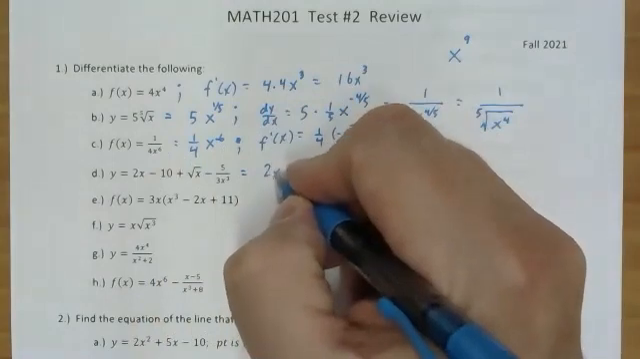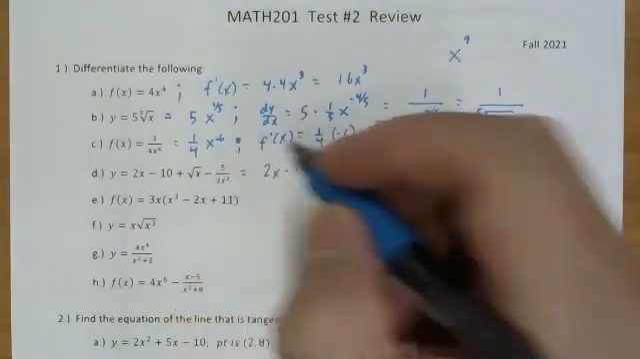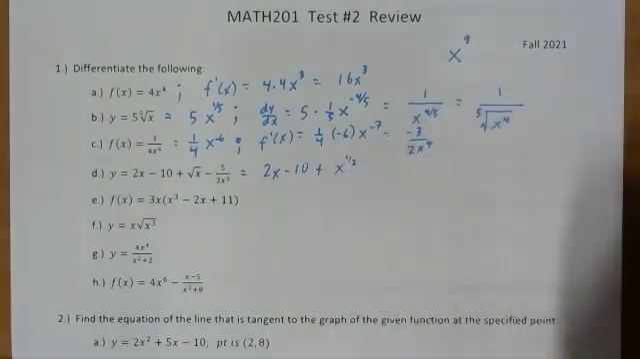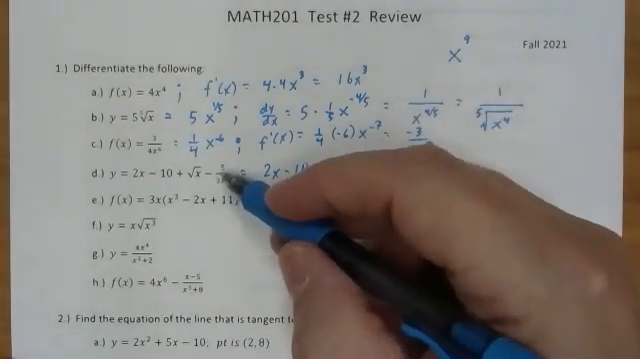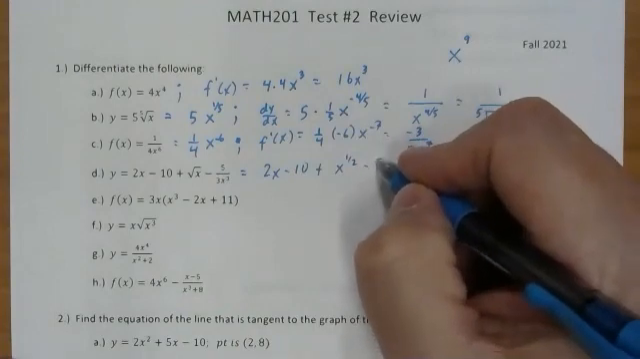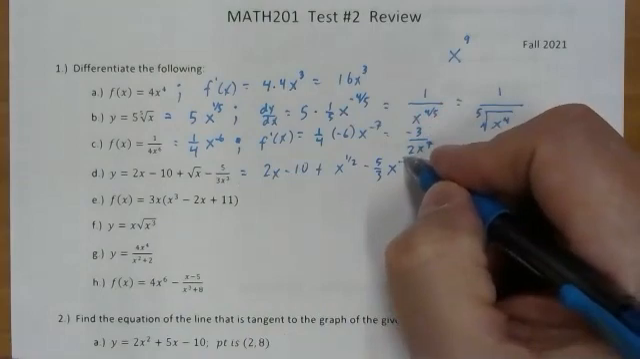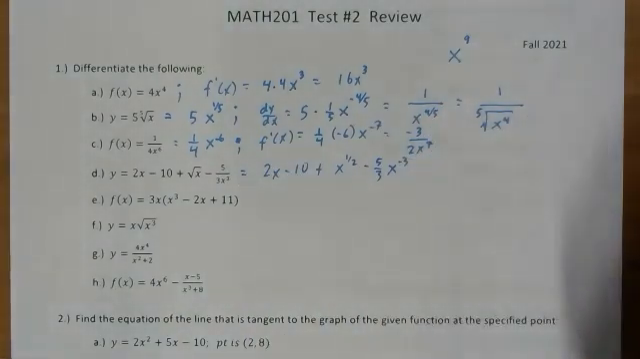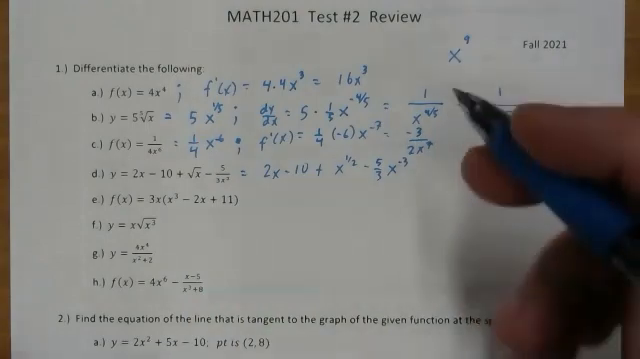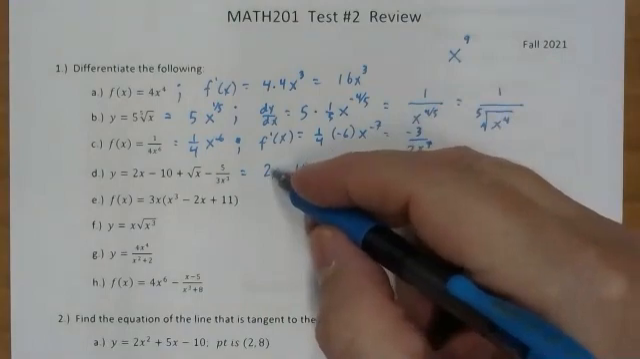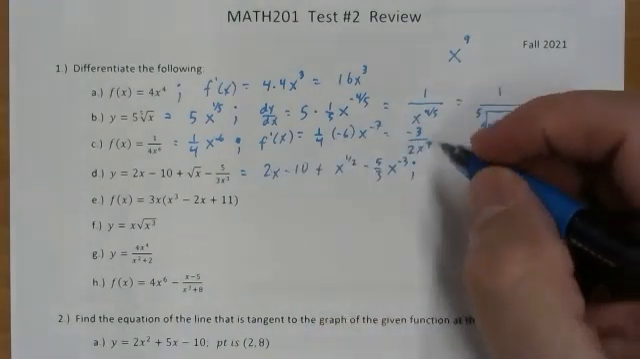So the 2x minus 10 is fine. The square root of x, I will convert to a rational exponent. And the other term is -5/3 times x to the -3. If I make the exponent -3, then it goes to the top. So now I can actually use the power rule on each of these terms.